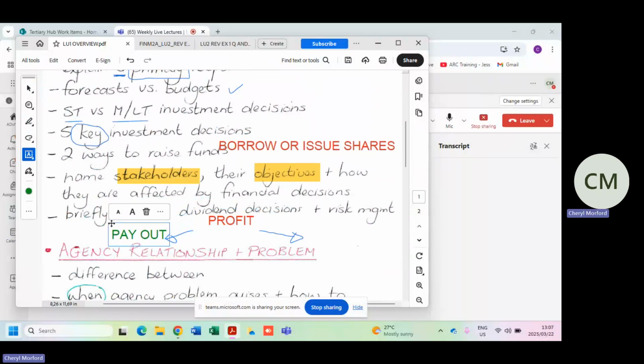And if we do that, that will be one of the decisions that we have to make. If we don't pay it out as dividends, we can keep it. If we keep it, it's called retained income or retained earnings, and that will be set aside to finance the future growth of the business. So that's what dividend decisions is all about.